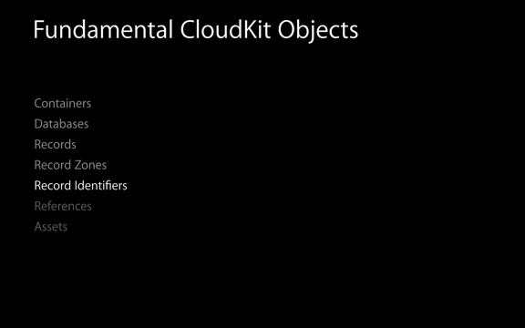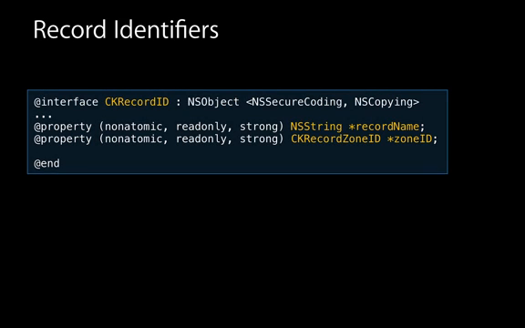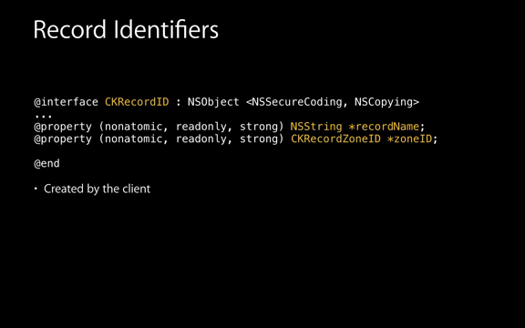So those were record zones. Let's talk about record identifiers. Record identifiers, let's get the code up there, are a tuple. They represent both a client-provided record name and also the zone in which that record name exists. So what are their characteristics? Number one, they're created by the client. You get to specify the ID, the record name of the record. But because we are coupling this record name, which is scoped per record zone, along with a reference to the owning record zone, they become a fully normalized representation of the record. It's the full path to it.